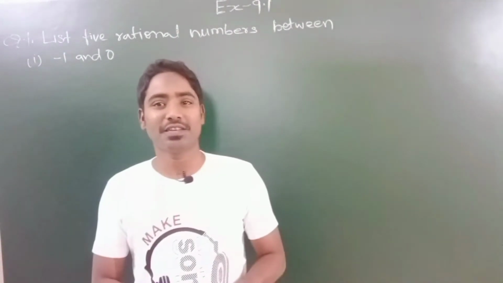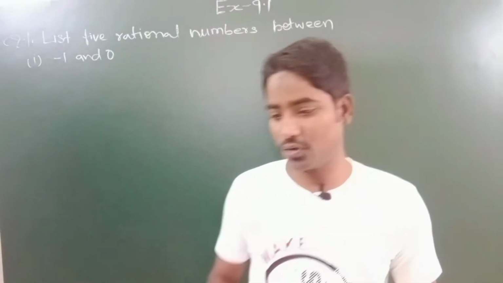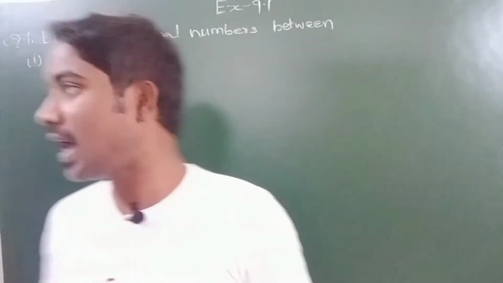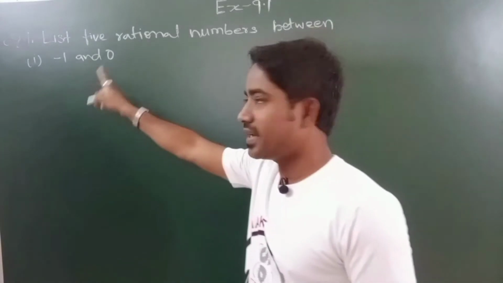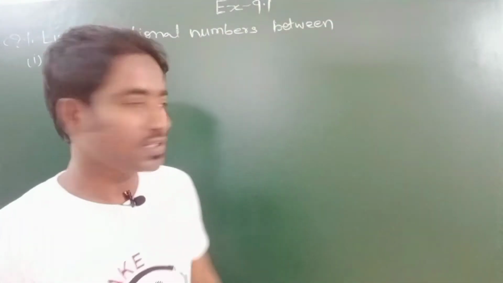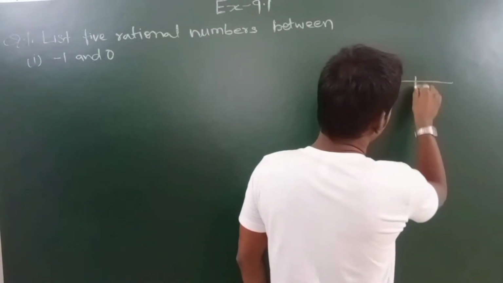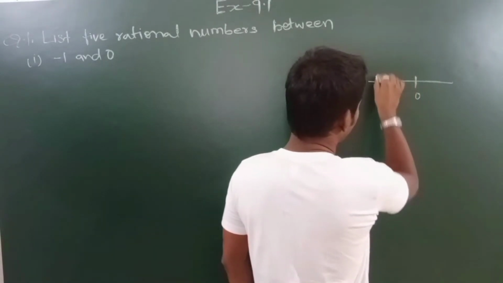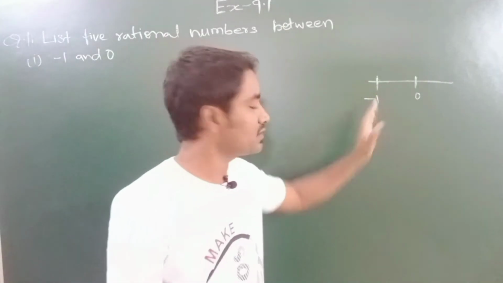So in today's session, we will solve question number 1 of exercise 9.1. Okay, see, question number 1 is asking you to list 5 rational numbers in between -1 and 0. So students, if you draw -1 and 0 on the number line, suppose somewhere is 0, and to the left of 0 on the number line we have the negative numbers. Suppose here is -1.